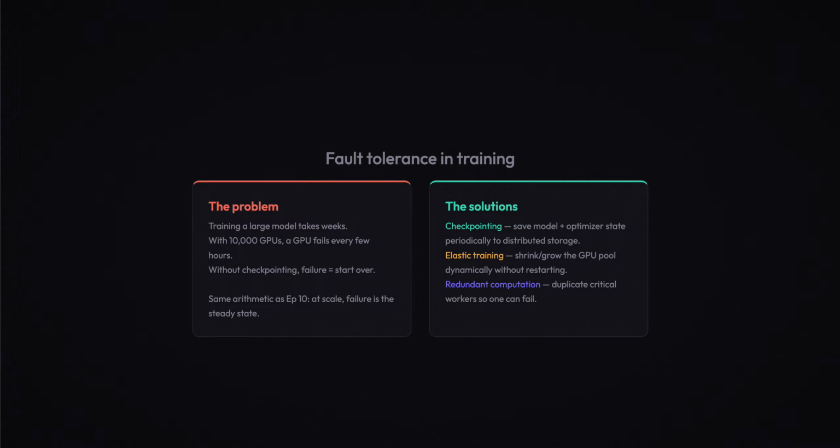Elastic training takes this further. The system can dynamically shrink or grow the GPU pool without restarting. A failed GPU is removed, the work is redistributed, and training continues. Torch Elastic and Ray Train support this. Let me name the real systems.